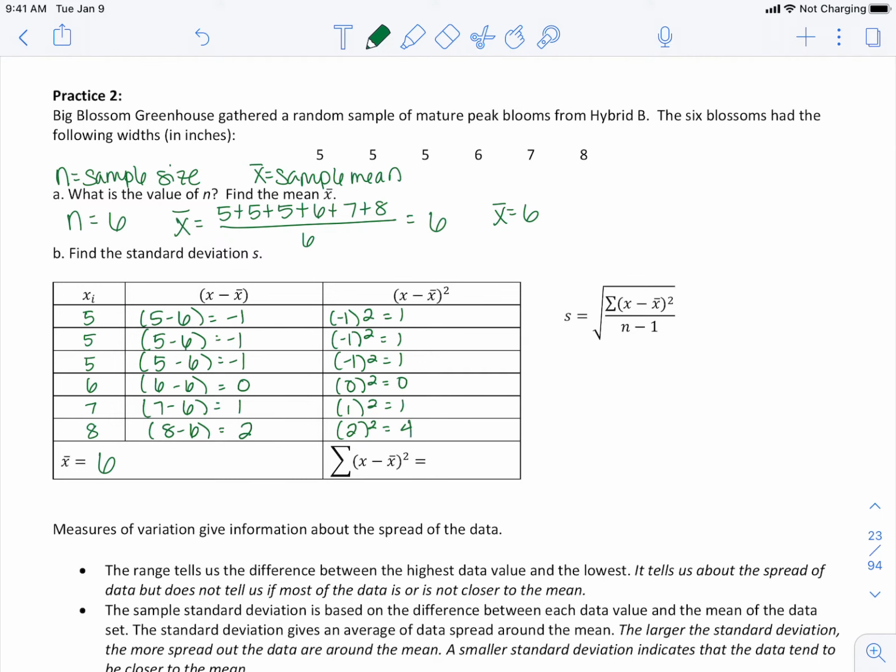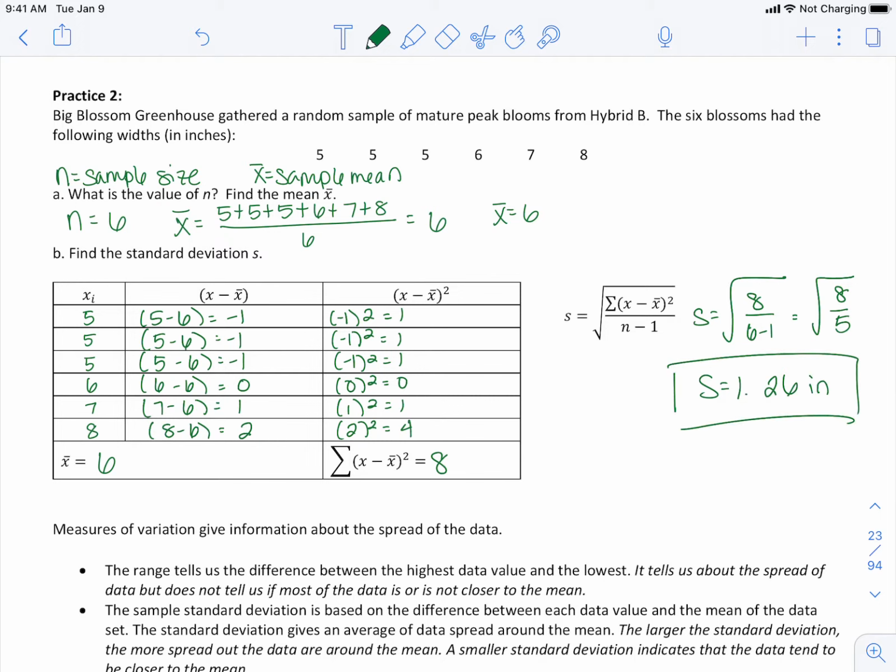Then I take the sum of each of these. So 1 plus 1 plus 1 plus 1 plus 4 gives us 8. Now to find the sample standard deviation, we're going to take the sum of each x minus x bar squared, so that's our numerator, so my 8 goes here, divided by n minus 1, so that's 6 minus 1, and then we're going to take the square root of this. So that's the square root of 8 over 5, which gives us 1.26. And our units here are inches. So that is our standard deviation.